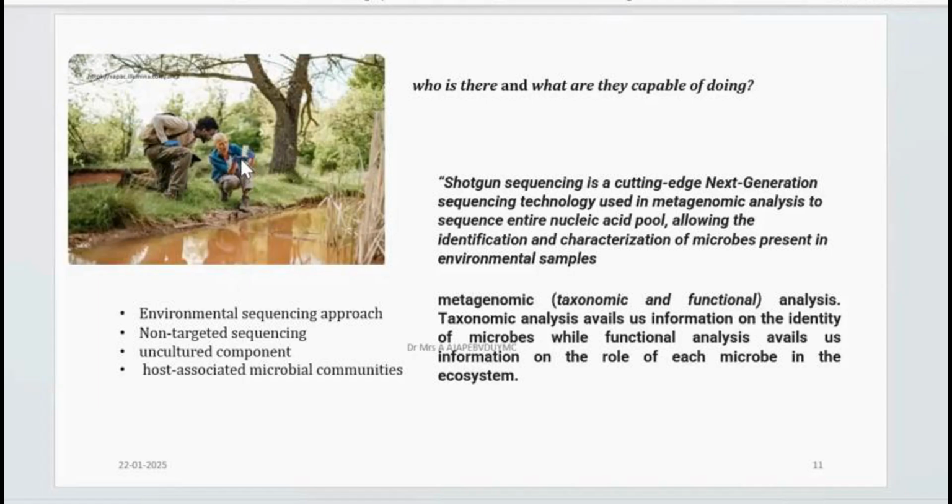The whole community, with the help of PCR amplicons, you cannot reveal, right? That is one. Second, amplicon sequencing can produce widely varying estimates of diversity. That is another problem, right?